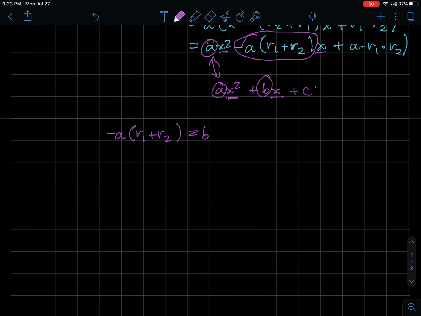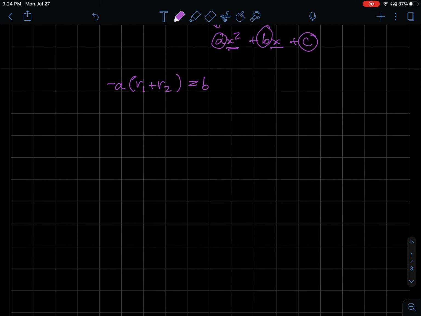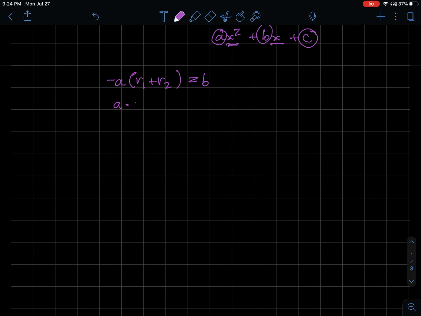And finally, the constant term here is c, and the constant term here is a times r1 times r2. Again, they're the same quadratic, so they should be equal, and that'll give us our second equation: a times r1 times r2 equals c.